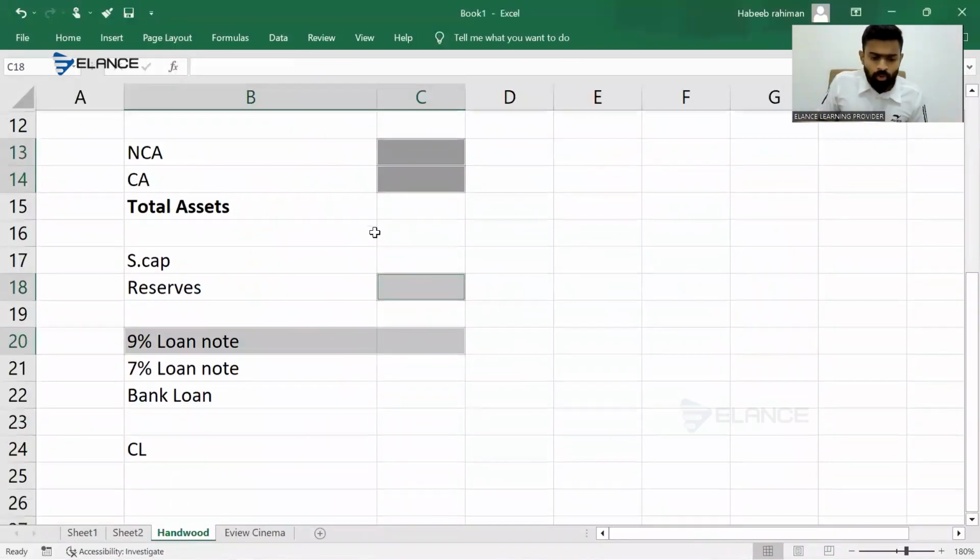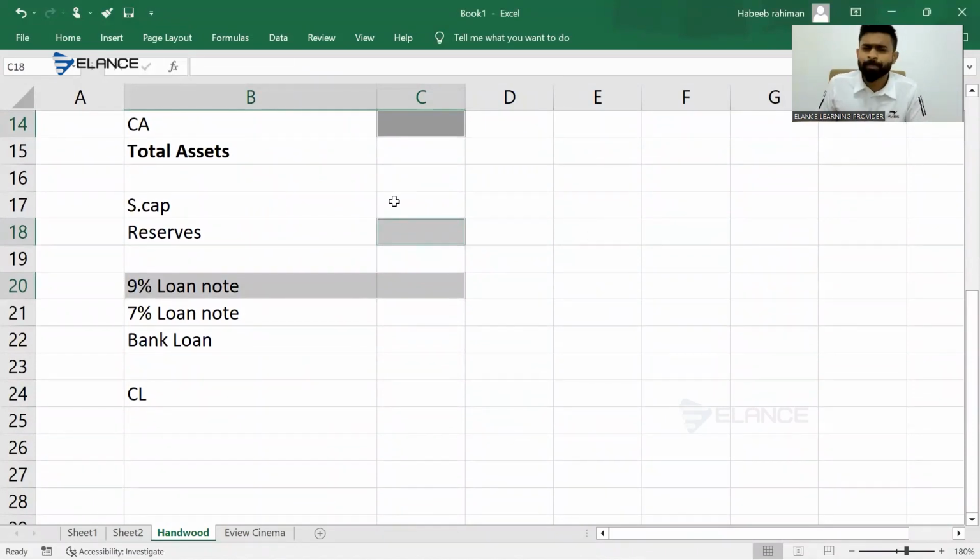Now tell me, do they mention anything about share capital? No. Do they mention the 7% loan note? No. Do they mention the bank loan? No. Do they mention current liabilities? No. That means if they didn't mention anything, those figures are not going to change.